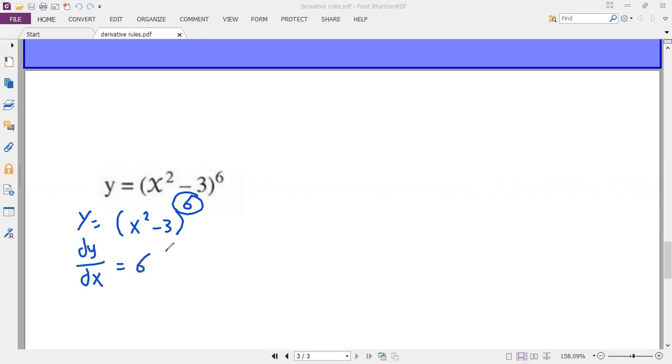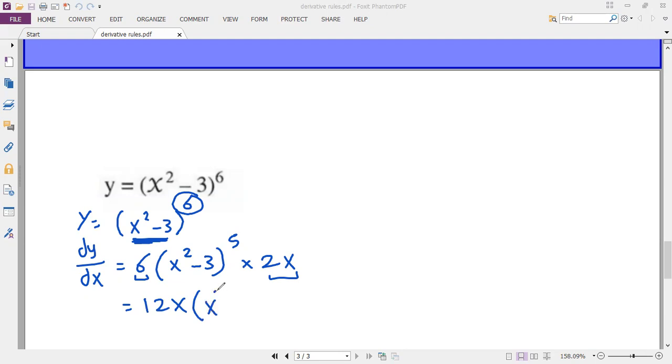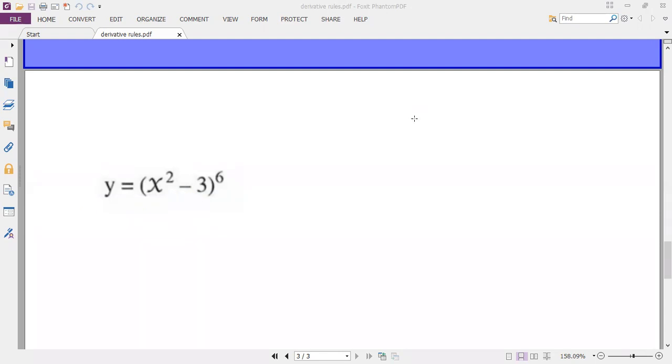So it's going to be 6 times x squared minus 3, all raised to the power of 5, multiplied by the derivative of what is inside the brackets. It's 2x. Okay, so here dy over dx is 6 times x squared minus 3, all raised to the power of 5, multiplied by 2x. We can tidy it up and multiply 2x by 6, which is 12x. And here it's x squared minus 3, all raised to the power of 5. Okay. Let's go to the next.